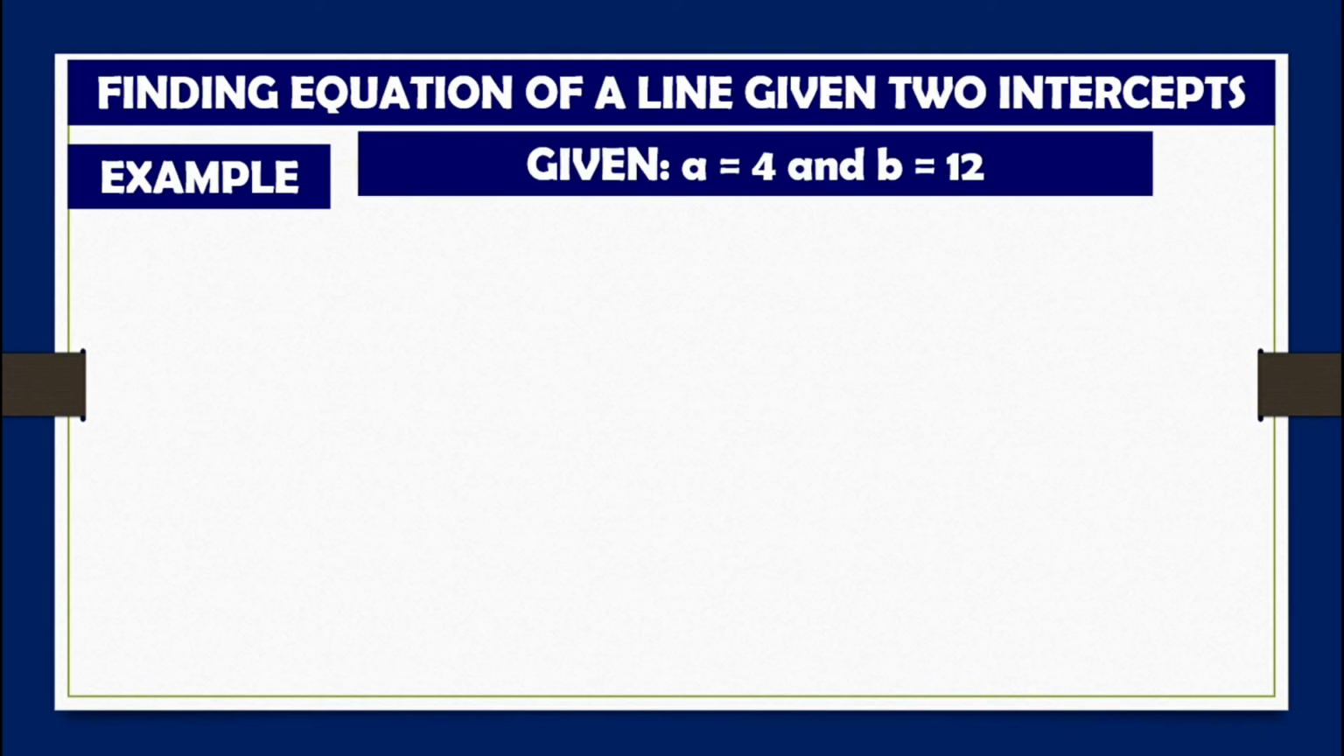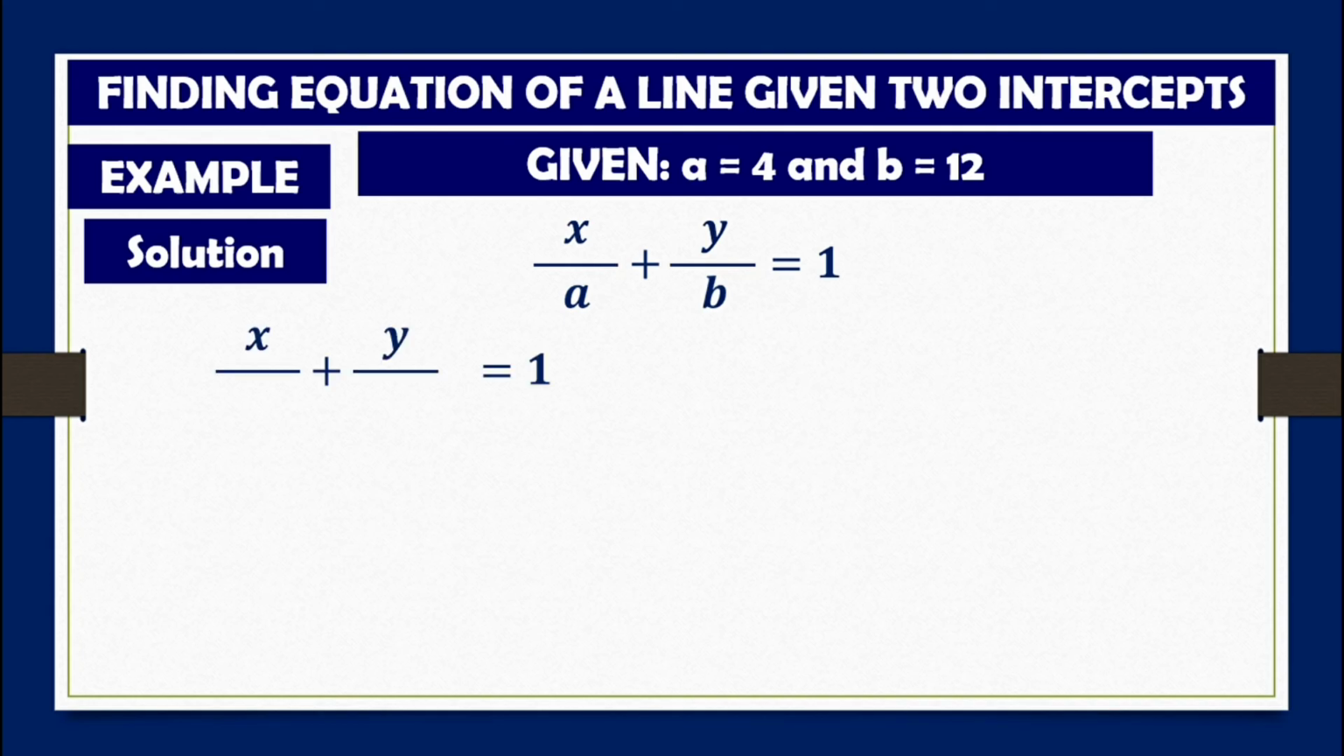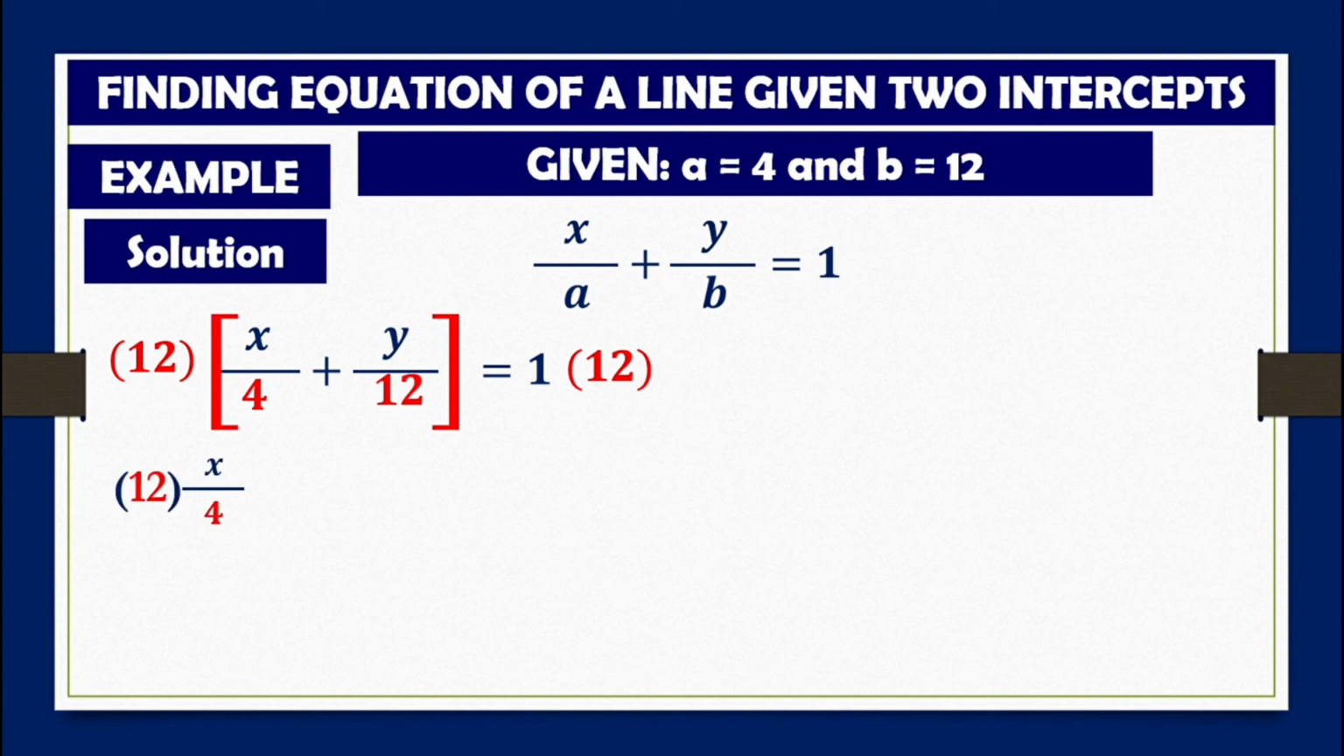Given x-intercept equals 4 and y-intercept equals 12, substitute a, which is equal to 4, and b, which is equal to 12. Then, to simplify the equation, look for the LCM of our denominators 4 and 12. In this case, we have to multiply this by 12. This equation can be written in the form 12 times x over 4 plus 12 times y over 12, which is equal to 12, a product of 1 and 12. 12 times x fourths, that is 3x, while 12 times y over 12, that is equal to y. Then copy the right side of the equation, which is equal to 12.